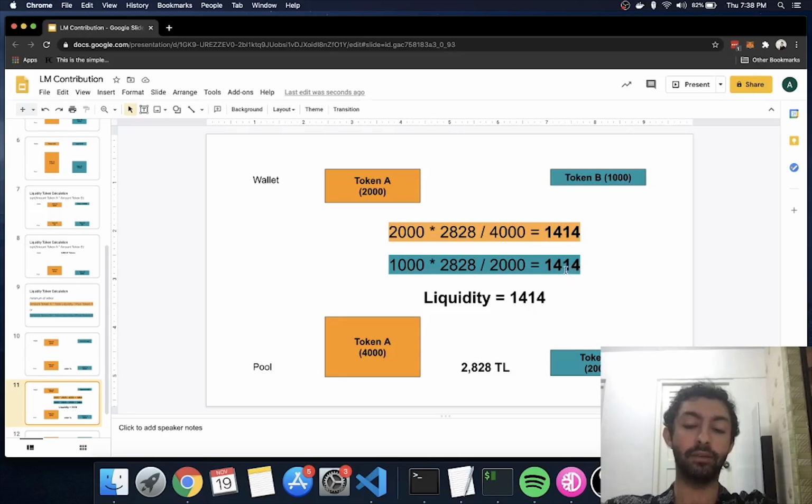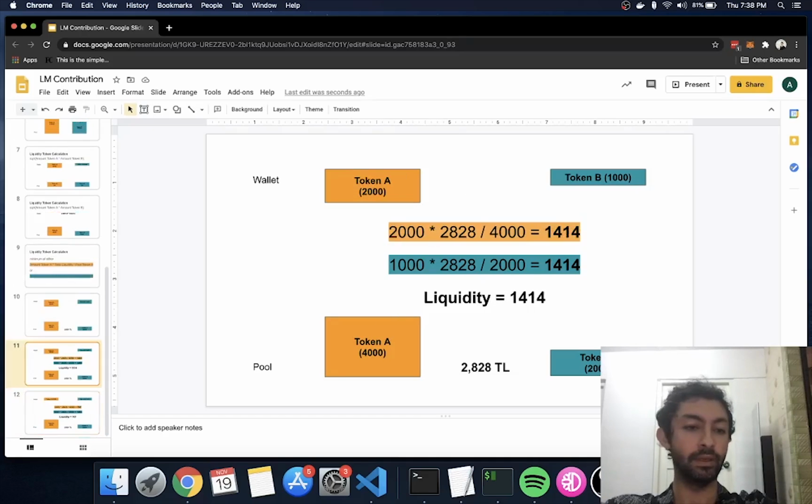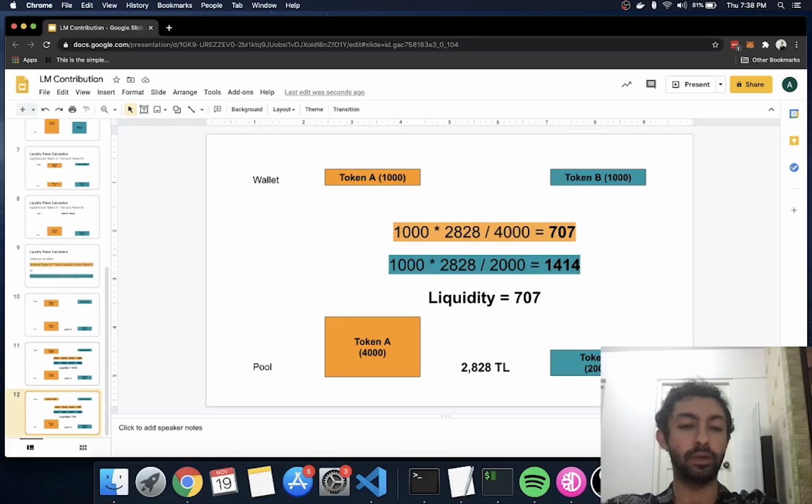And then so we can look at the calculation here, 2,000 of the amount that they're putting in times the total liquidity divided by the amount that's already in the pool. That gives us 1,414. Again, for token B, 1,000 they're putting in times the total liquidity in the pool divided by 2,000, which is the amount of token B. Again, we get 1,414. So we take the minimum of those two values, and because they're the same, it just ends up being the same. So this new user gets 1,414 LP tokens to represent their share in the pool, their liquidity.